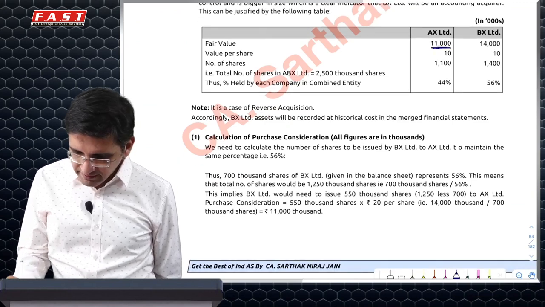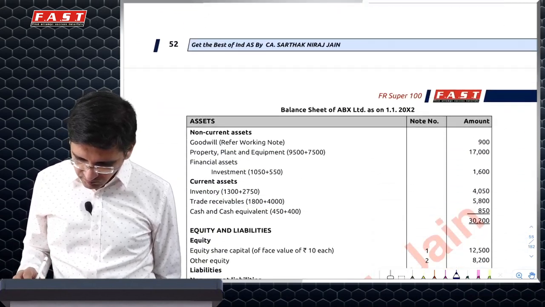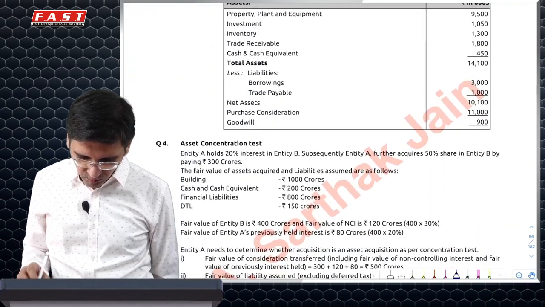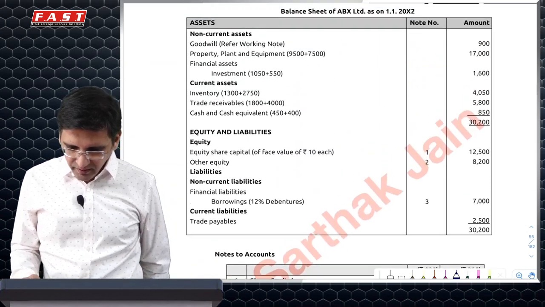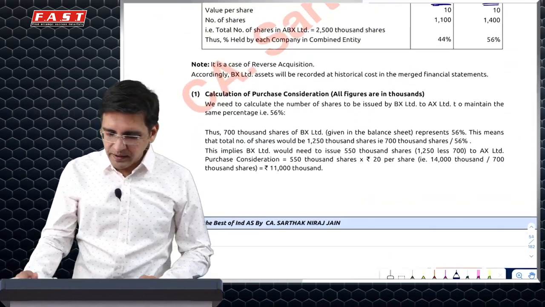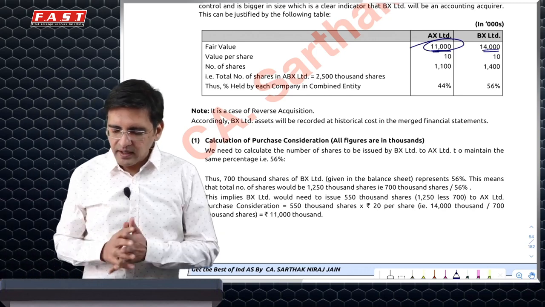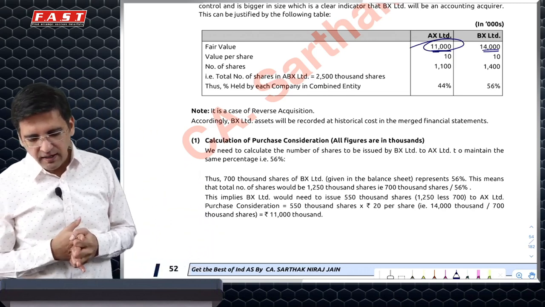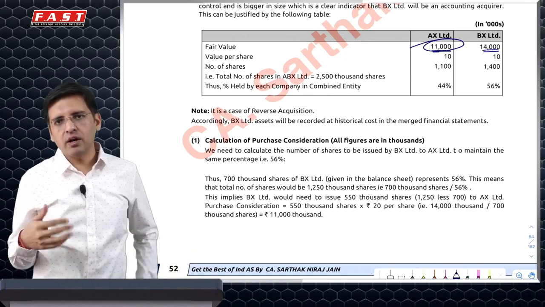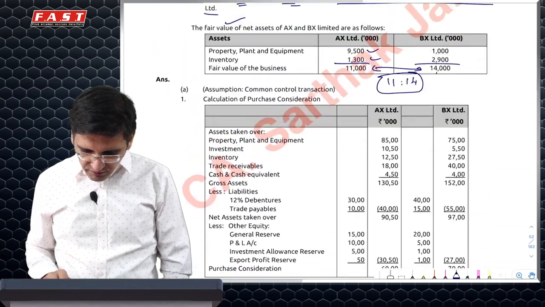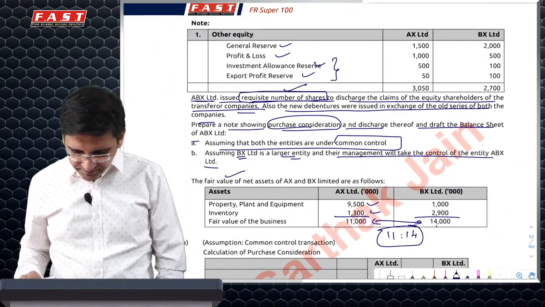So in the second case, 11,000 and 14,000 is the what? That is the ratio which we'll use to allocate or decide the number of shares to be issued. In fact, that will also become my PC in that case. So in the second case, PC would be 11,000. That is the fair value of shares. And then I'll calculate the net asset value which I've got, and the difference will be recognized as goodwill.